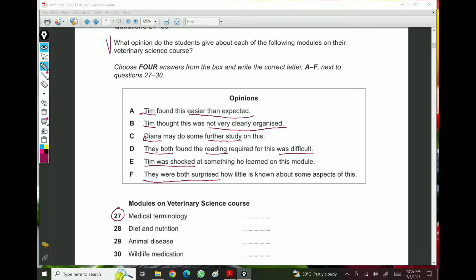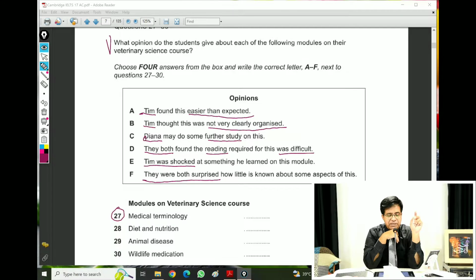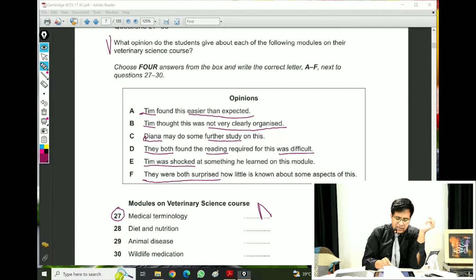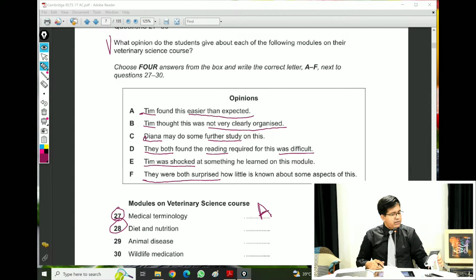I thought it would be hard, but I found it quite straightforward. Option A. I thought it would be hard, but I found it quite straightforward means easier than expected. Expected, I thought it would be hard. And easier, it was quite straightforward. So for question number 27, the correct answer is A. Now, question number 28, diet and nutrition.